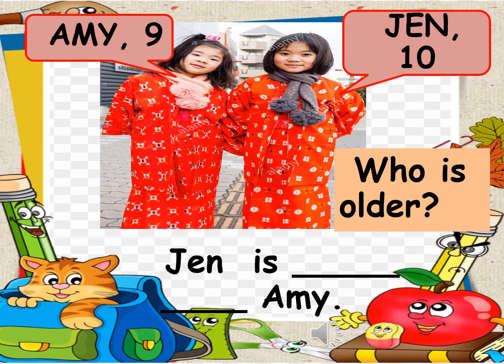How old is Amy? She is 9 years old. And what's the name of the other girl? She is Jen. How old is Jen? She is 10 years old. Again, Amy, 9 years old. Jen, 10 years old.